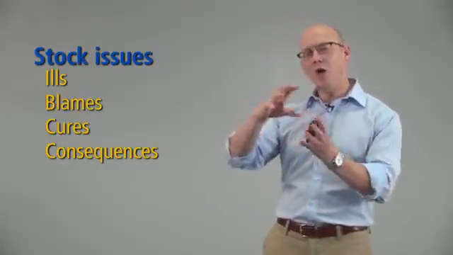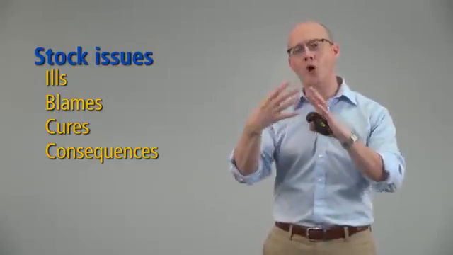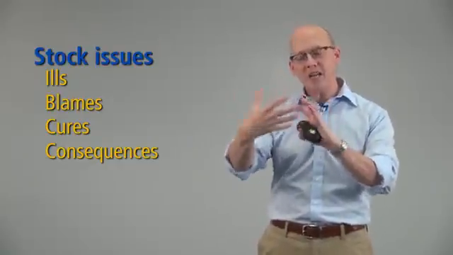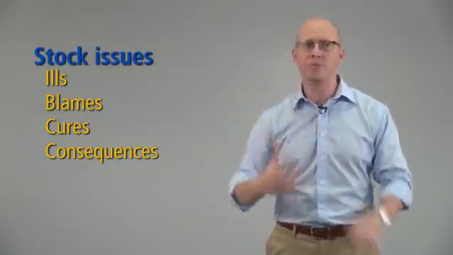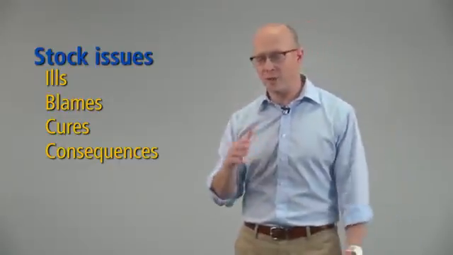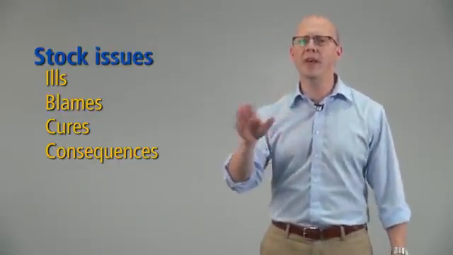Okay? So ill, blame, cure, and consequence all work together. And if you change one element, it changes the chemistry of the other ones. So I want to move through each one of these bit by bit. So let's start with ill. When we're talking about ill, we're talking about what's the root problem here. What's wrong? If you're arguing for a change to the status quo, there had better be a reason for a change. Ill allows us to think very formally about what that reason is.